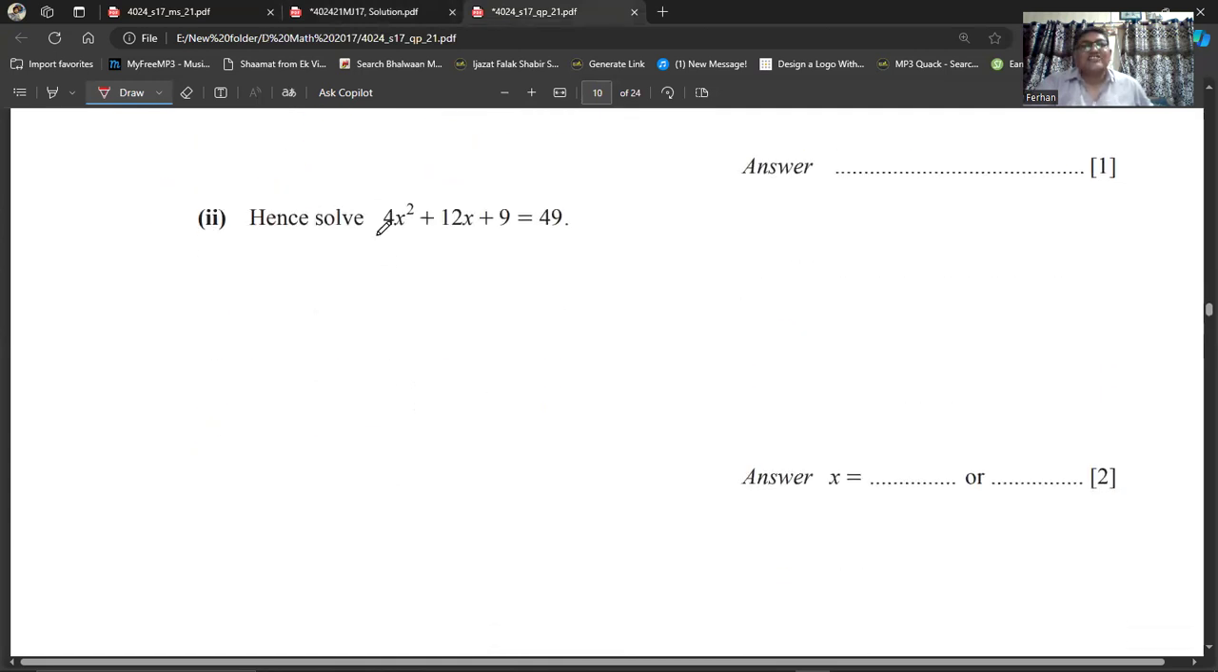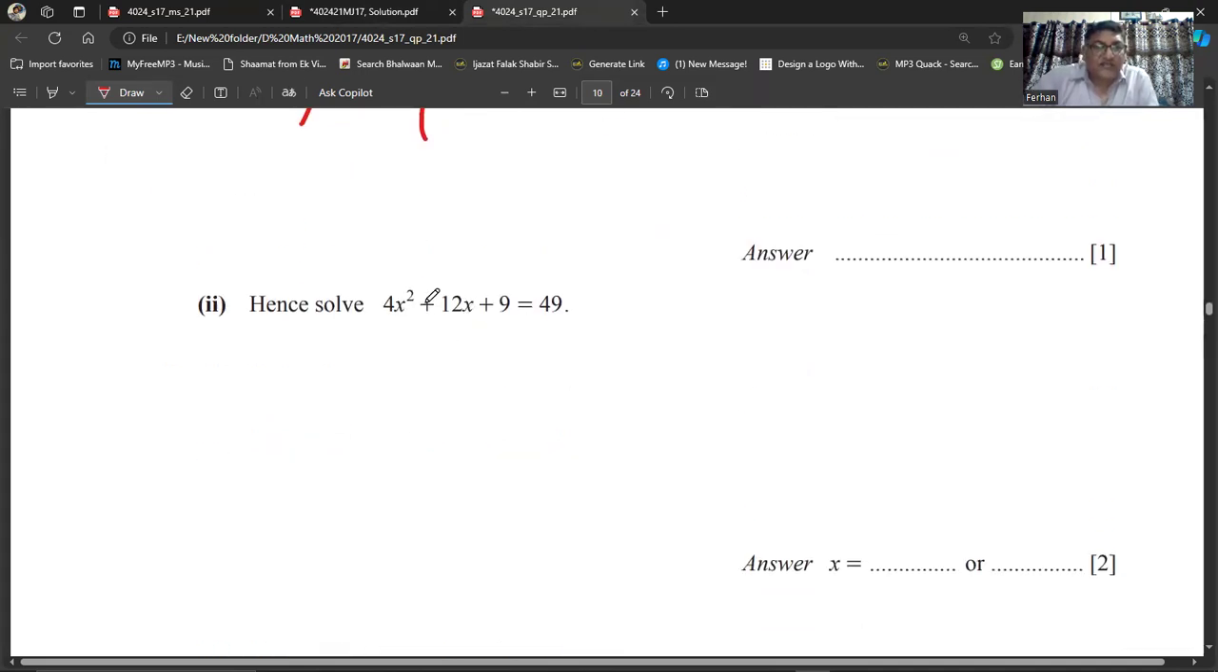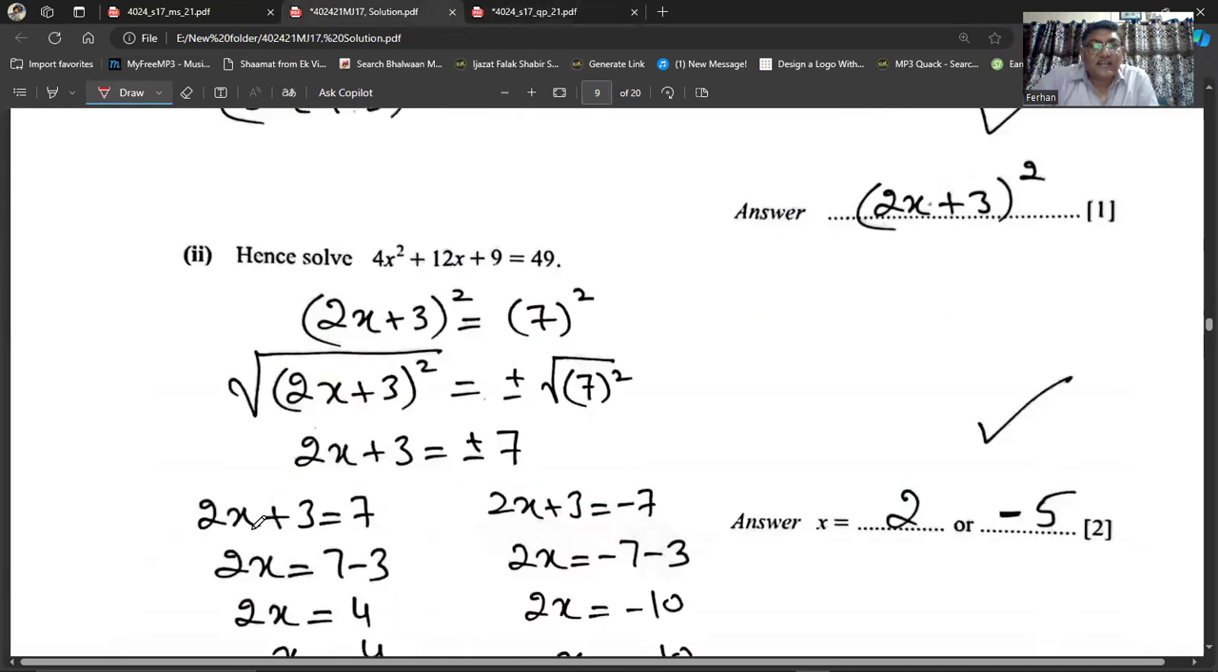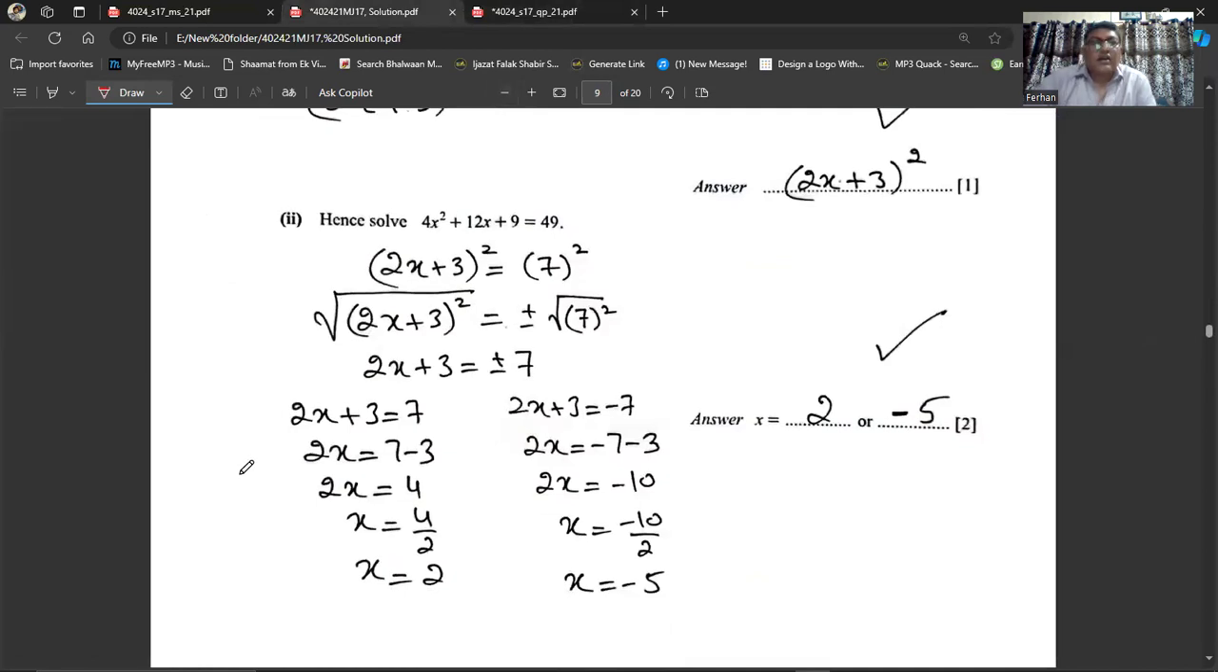Then he says, hence solve 4x square plus 12x plus 9 equals to 49. Okay, so in the place of this, I write that whole square thing. 4x square plus 12x plus 9 can be (2x plus 3) whole square, and that 49 can be 7 whole square. So take square root on both the sides. So you will have 2x plus 3 equals to plus minus 7.